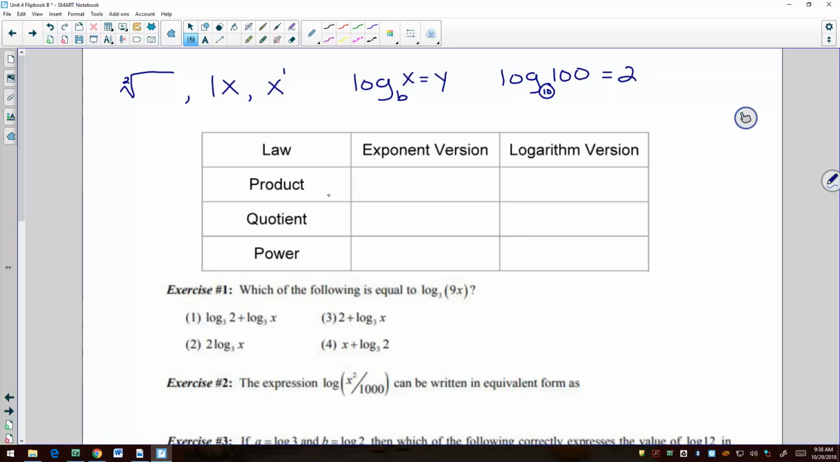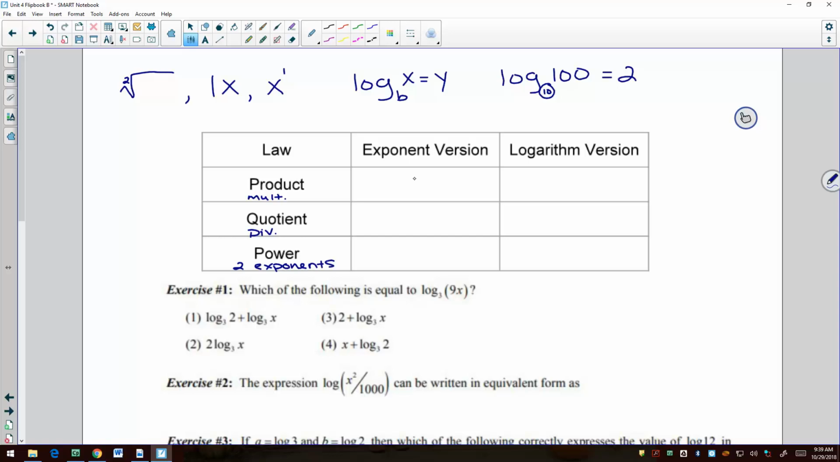Okay, so here are the rules. You already know the exponent version of each of these rules. We have product, which remember means multiplication, in case you forgot. Quotient is division. And then power is when you have 2 exponents. I should say 2 or more, but 2 exponents.